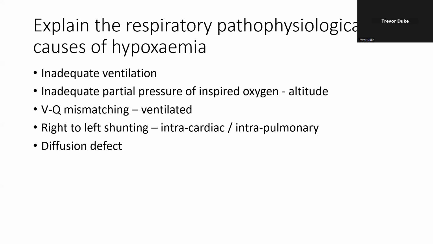So they're the five pathophysiological causes of hypoxemia. You could think of lots of diseases that would cause hypoxemia, like bronchiolitis and like aspiration lung disease, or pneumonia, or sickle cell disease. But they all cause hypoxemia, but they all can be related back to one or more of these five pathophysiological causes of hypoxemia.